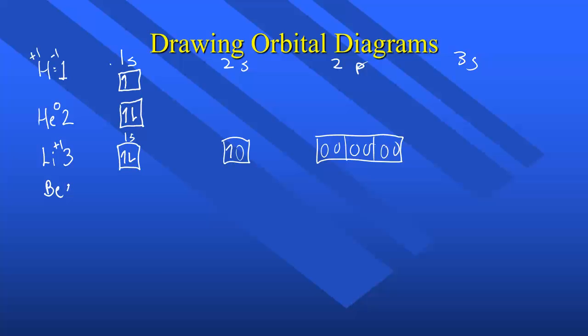Beryllium, number 4. How many rooms does beryllium have to have in its dormitory? 5. Still 5. But how many rooms does beryllium need? 2. Just 2. Arrow up, arrow down, right? Then 2 more.